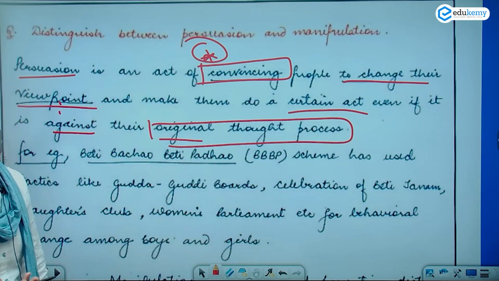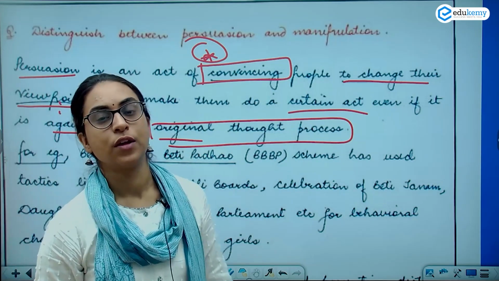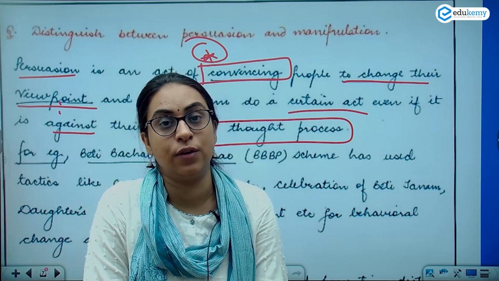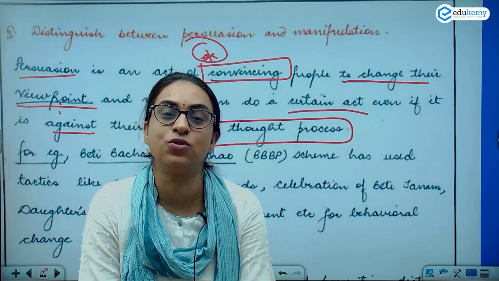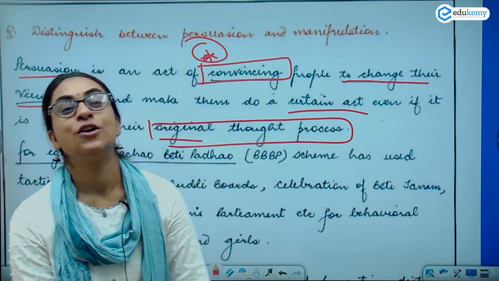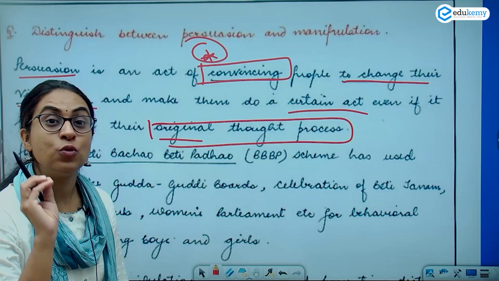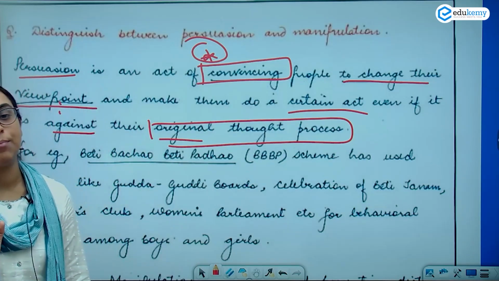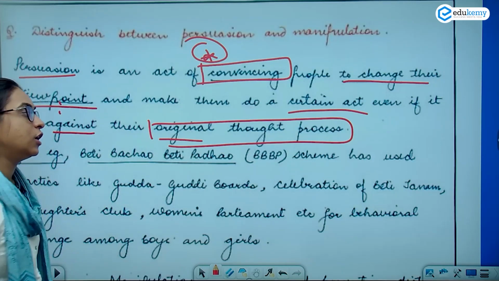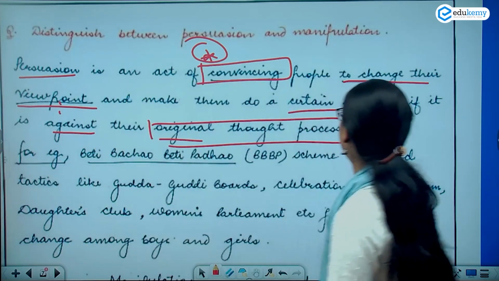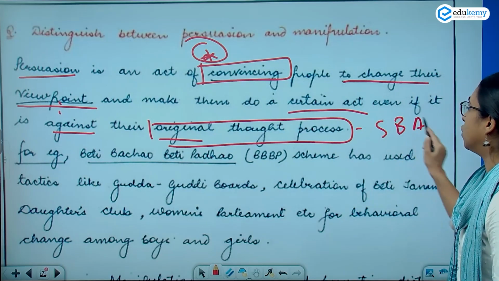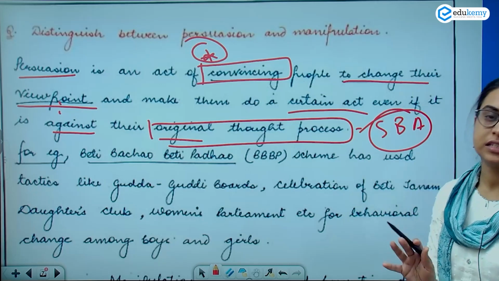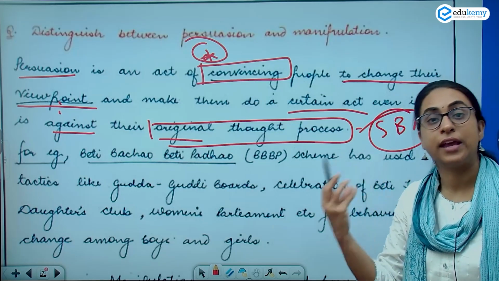For example, take the Swachh Bharat Abhiyan. We built toilets, but people were not ready to actually change their behavior. They used toilets for storage, as cupboards. So the government used persuasion to change the behavior of the people. A very good example that you can write in your answers, the Swachh Bharat Abhiyan, in your persuasion techniques. Any other example? Every government scheme tries to actually change the behavior of the people.